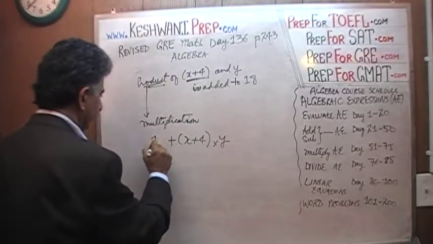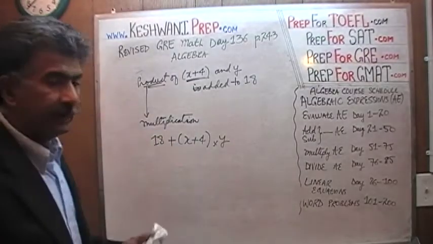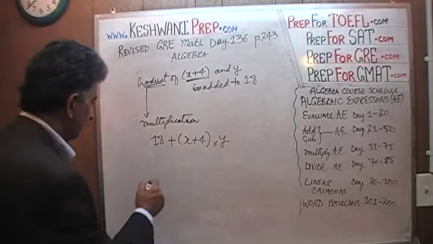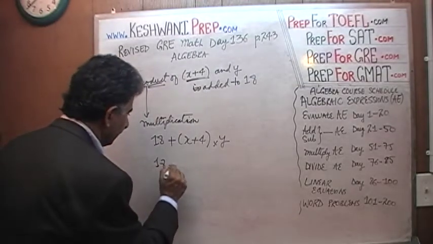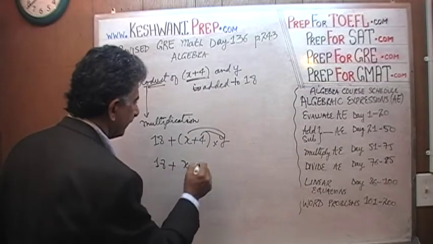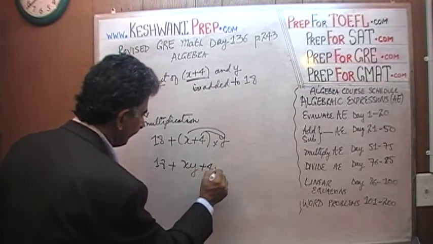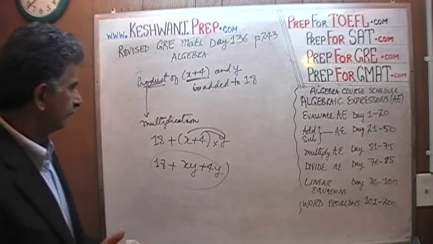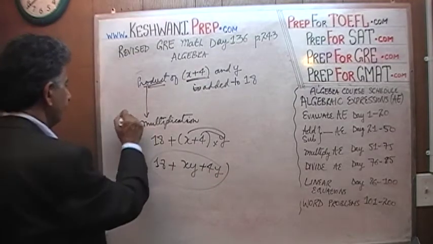It's the same thing. You can leave it like this, or you can expand it. Doesn't really matter. x times y is xy, and y times 4 is 4y. That's it. That was C.